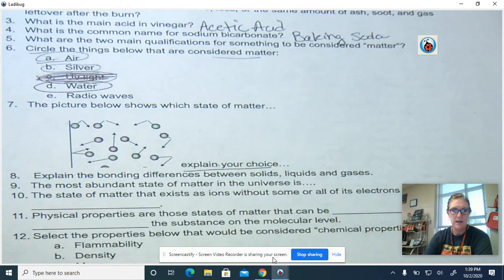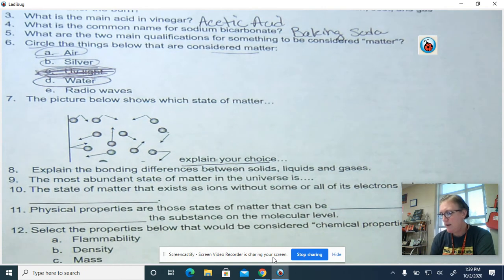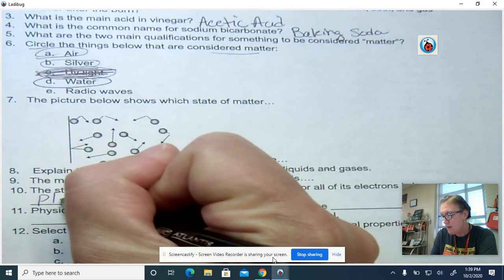They're crazy. Okay. Number 9, the most abundant state of matter in the universe is plasma. Plasma. So number 10, the state of matter that exists as ions without some or all of its electrons is known as. So the state of matter, we've learned solid, liquid, and gas. And plasma is the 4th state of matter. That's the one that can exist without some or all of its electrons. So plasma.